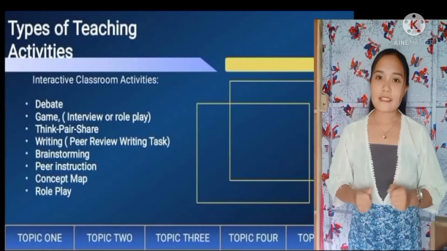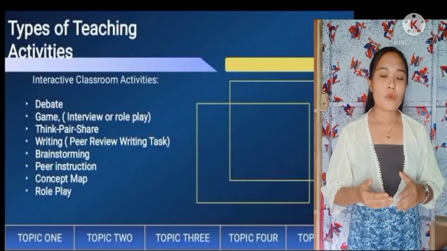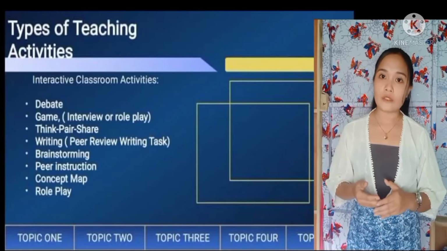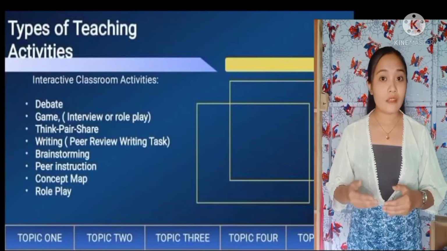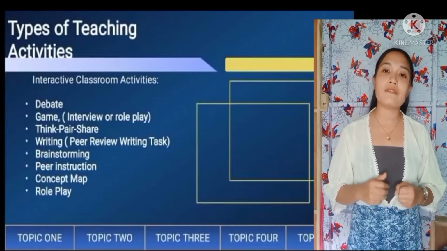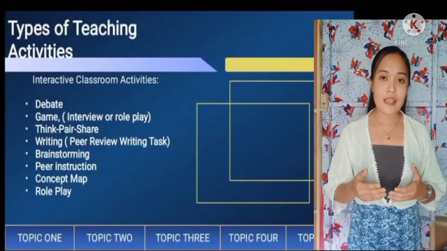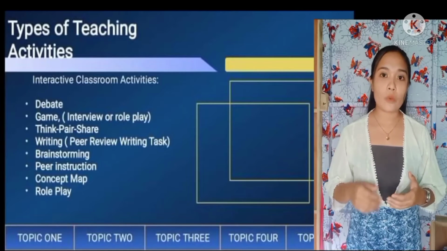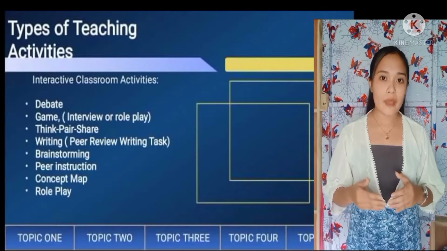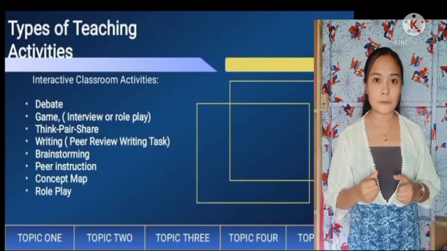Next is writing, peer review writing task. This is the type of activity to assess students with a writing assignment, encouraging them to exchange drafts with a partner. This activity gives the student the opportunity to organize their own thoughts and let the partner read the essay and write a quick response. Each of them learns a lot from each other and from themselves as well.